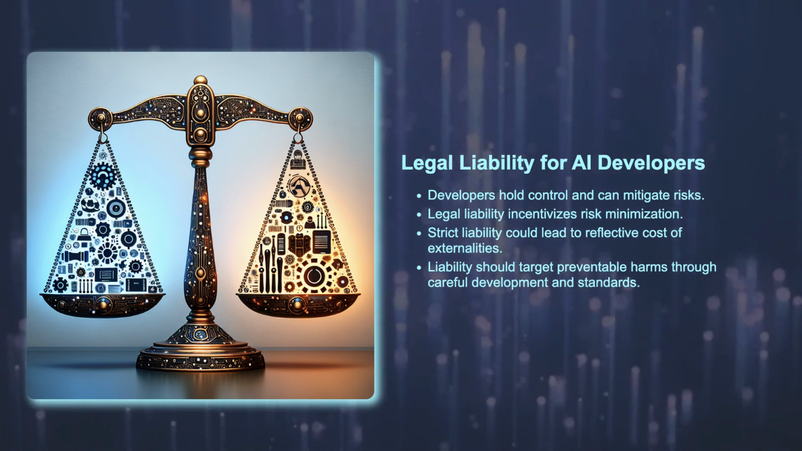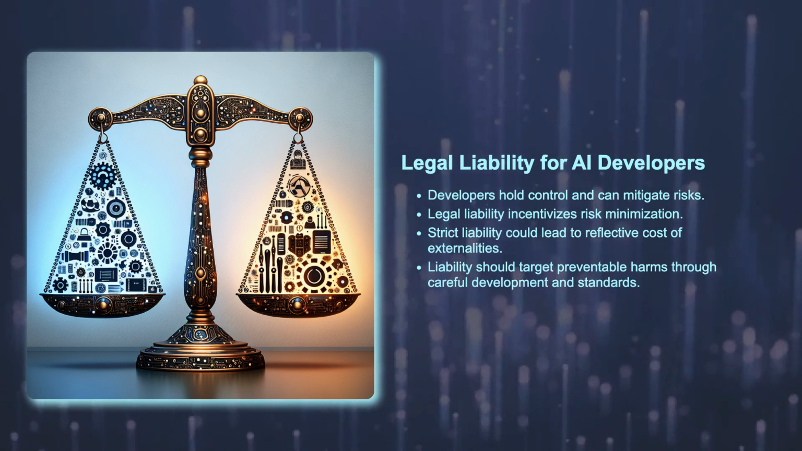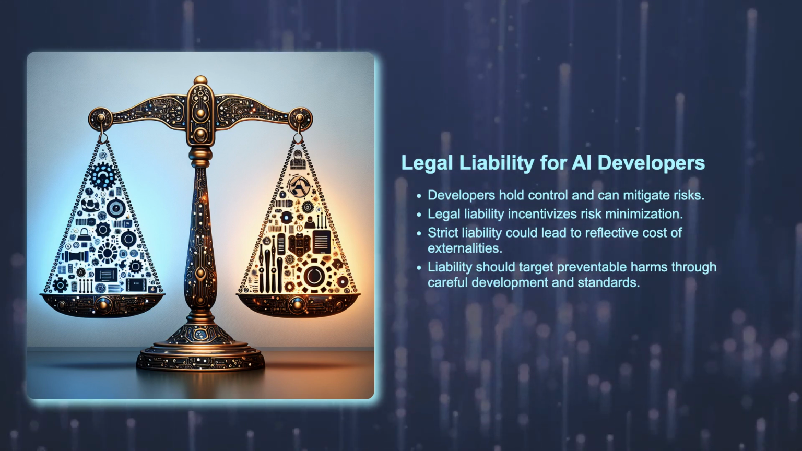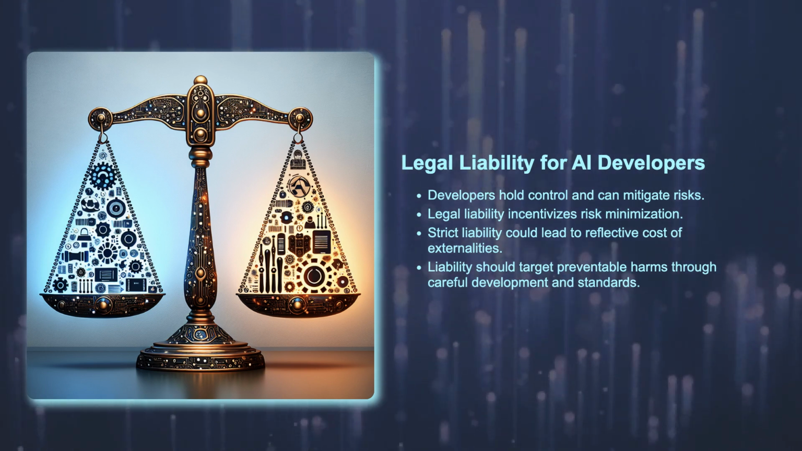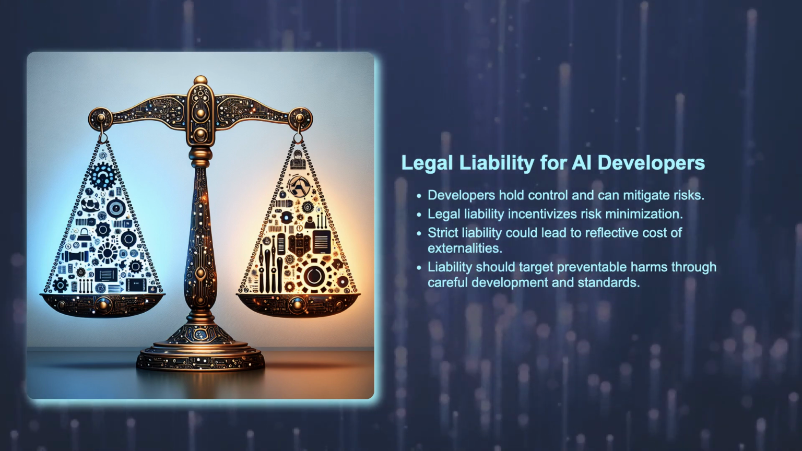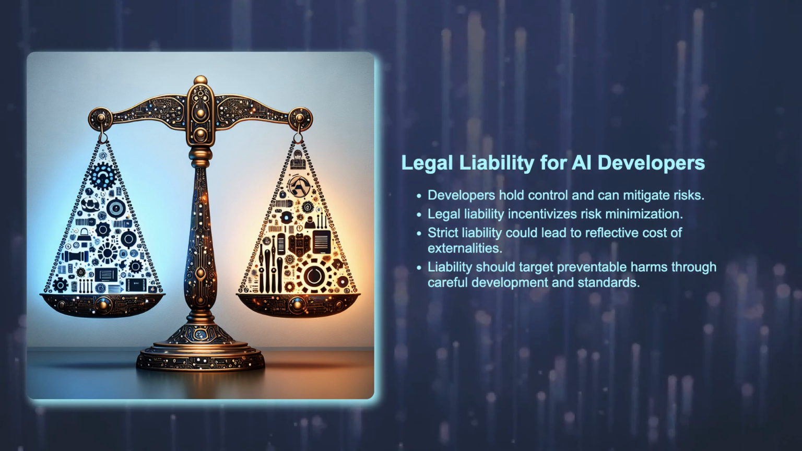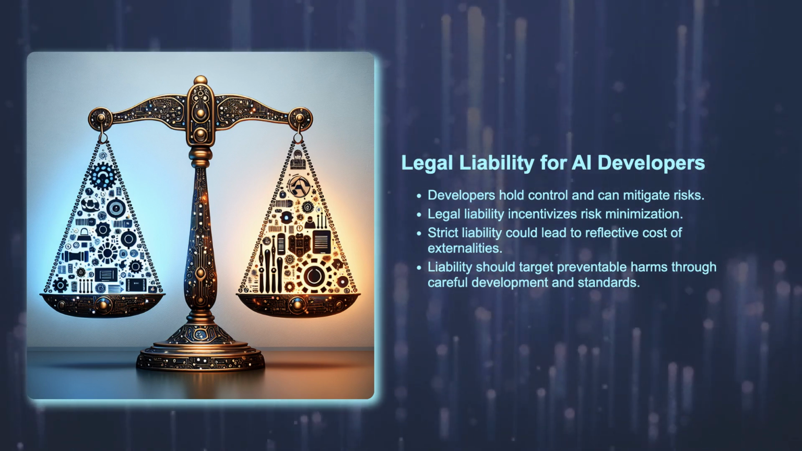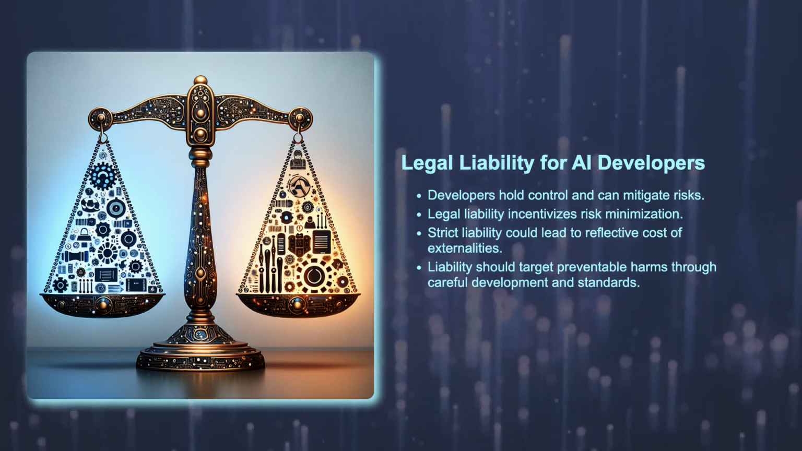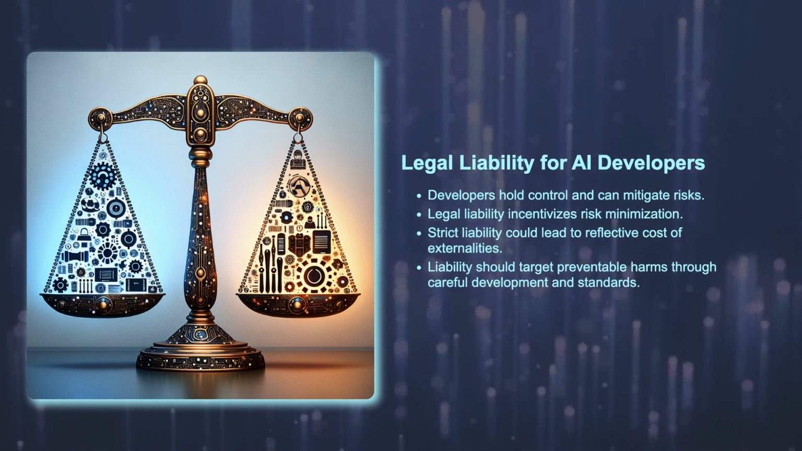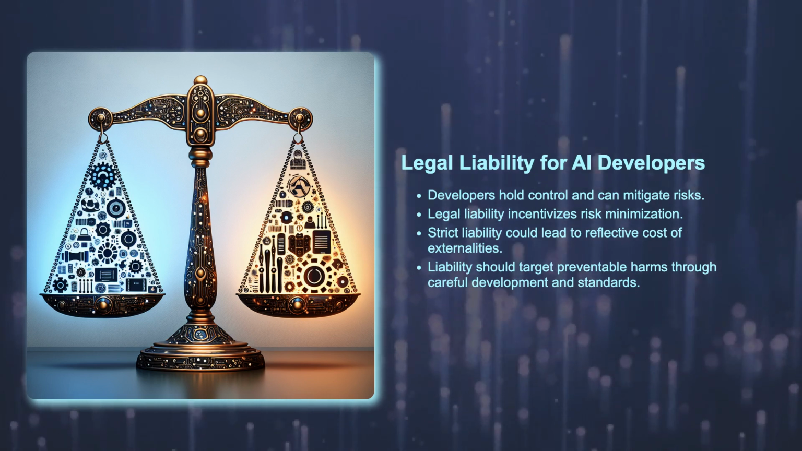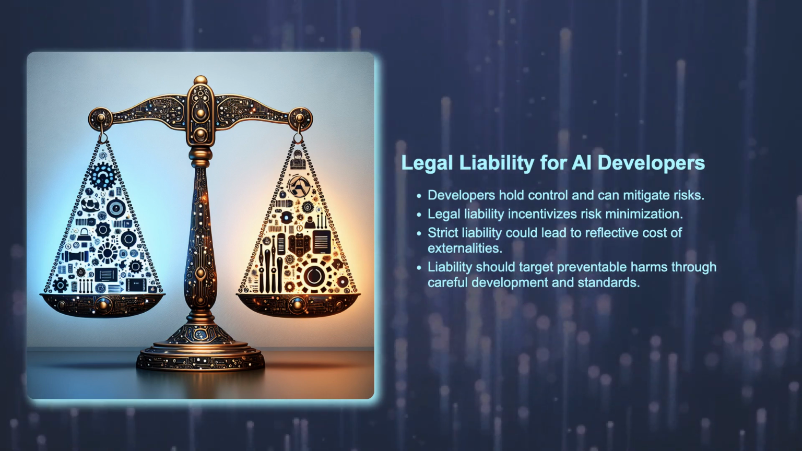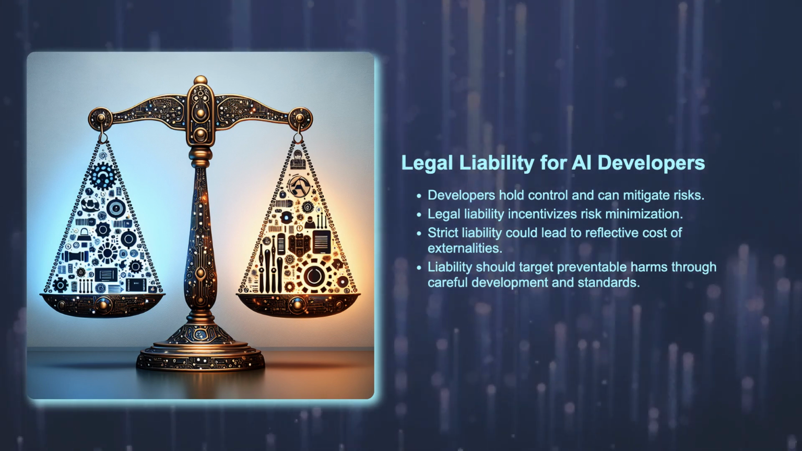To provide strong incentives for them to do this, companies should bear legal liability for the actions of their AIs. For example, a strict liability regime would incentivize companies to minimize risks and purchase insurance, which would cause the cost of their services to more closely reflect externalities. Regardless of what liability regime is ultimately used for AI, it should be designed to hold AI companies liable for harms that they could have averted through more careful development, testing, or standards.